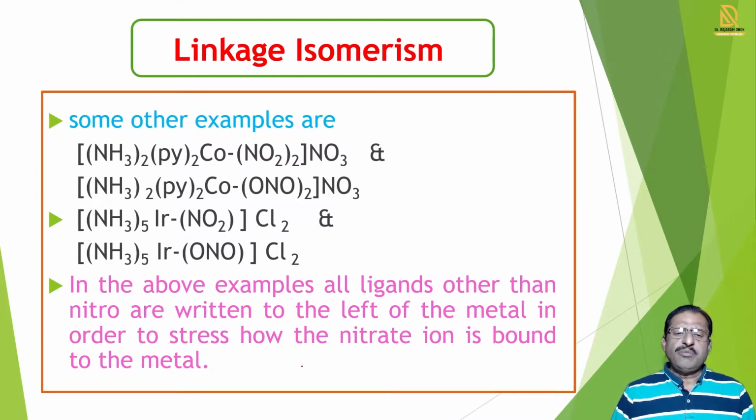Now we take so many such examples. We take some other examples. You see here NH3 is present twice, Py twice, Co, NO2 twice, NO3. Here cobalt is bonded with NO2. But when oxygen is bonded, then we write the other isomer, NH3 twice, Py twice, Co, ONO twice, NO3. Like that, we write many other examples. You see this next example, the third example, and you can solve this example at your home.